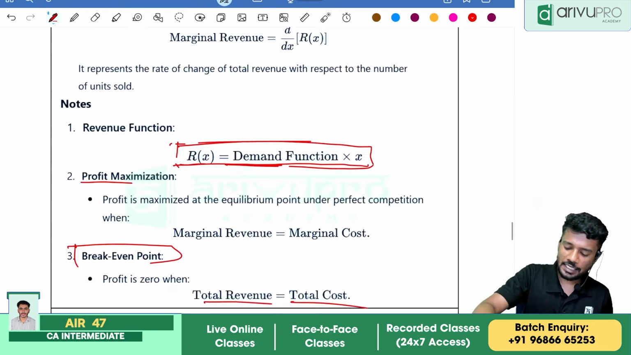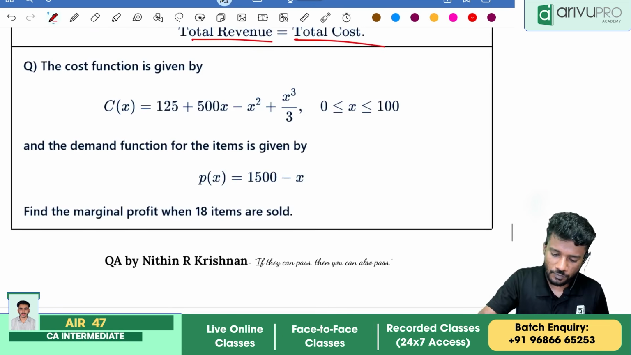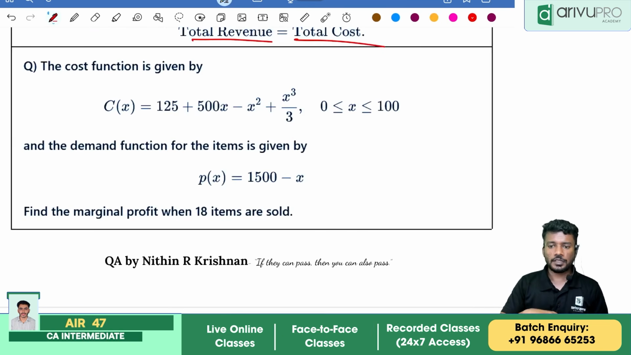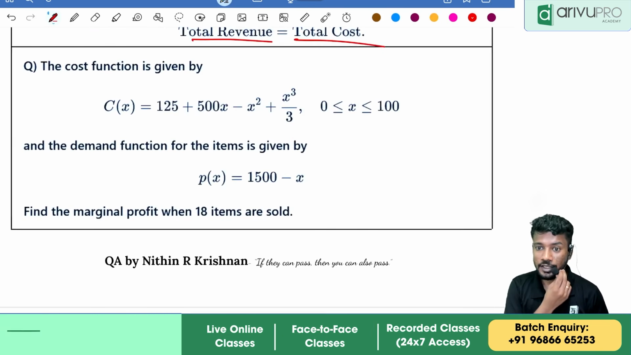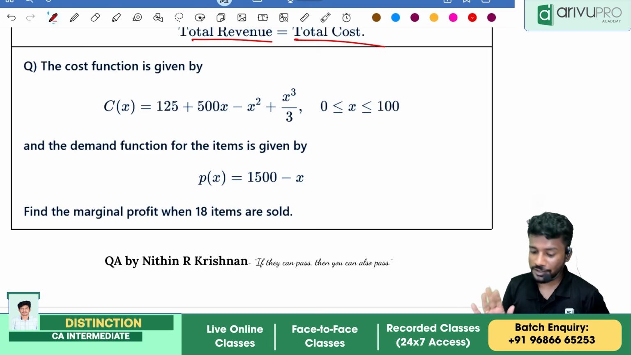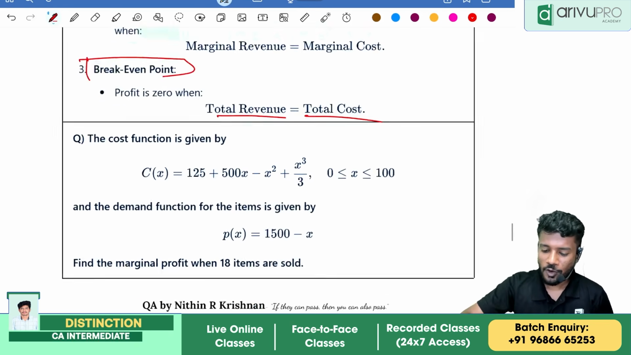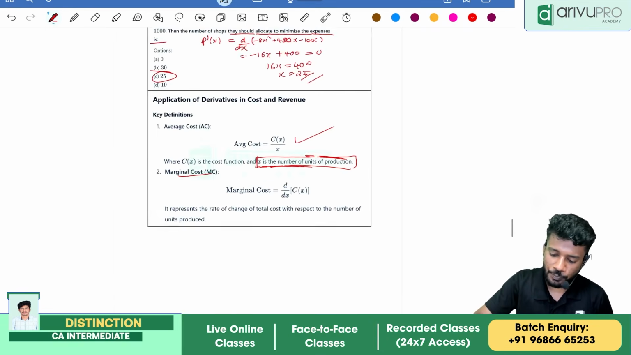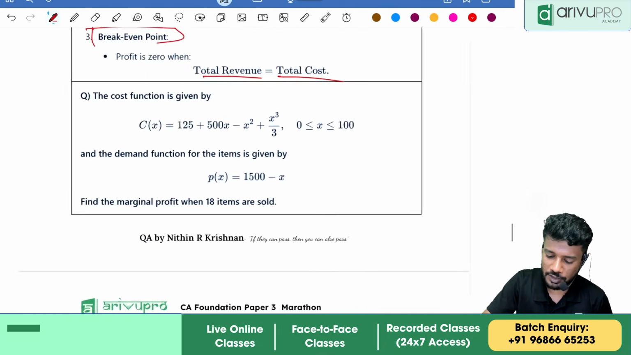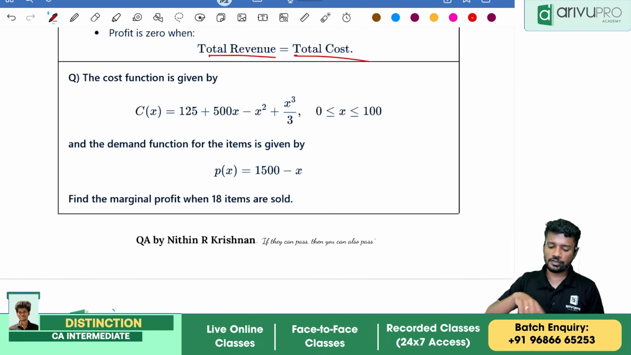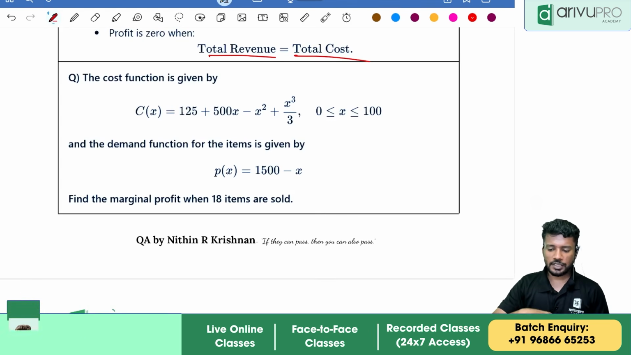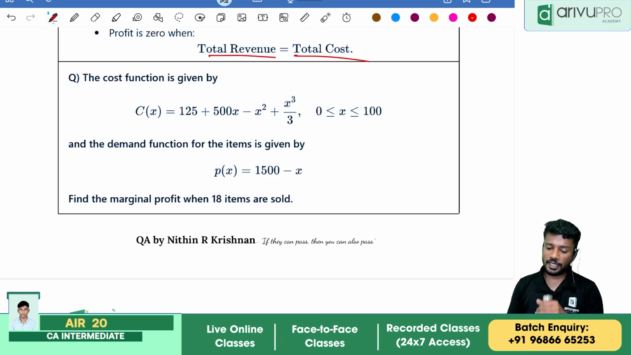Yes. Next one. This is one of the worst questions they can ask. Usually the question won't be like this. This is the worst question they can ask, so whatever is required, everything is mentioned here. That's why I have put it here like this. Look at this. The cost function is given. The demand function is given. Then we should find the marginal profit.